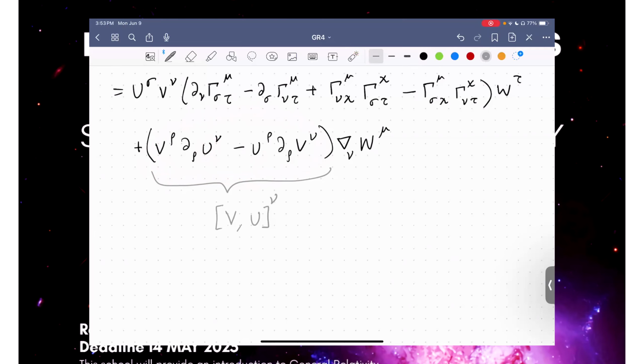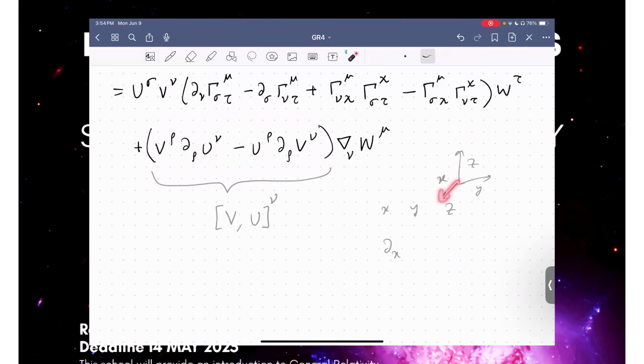So let's say you're in Cartesian coordinates x, y, z, etc. Then u can just be del x, right? So what that means is that you have x, y, z.